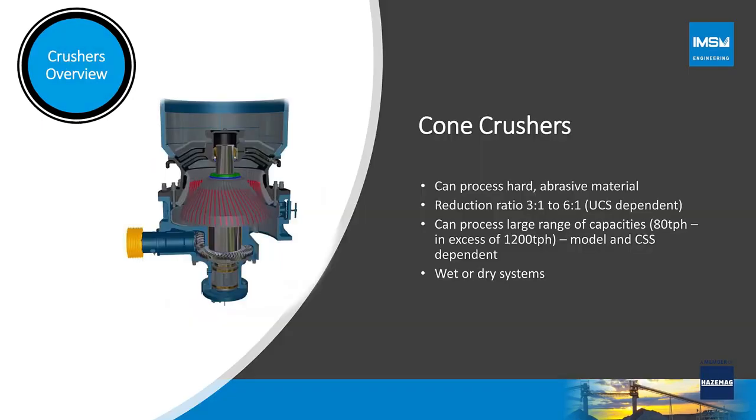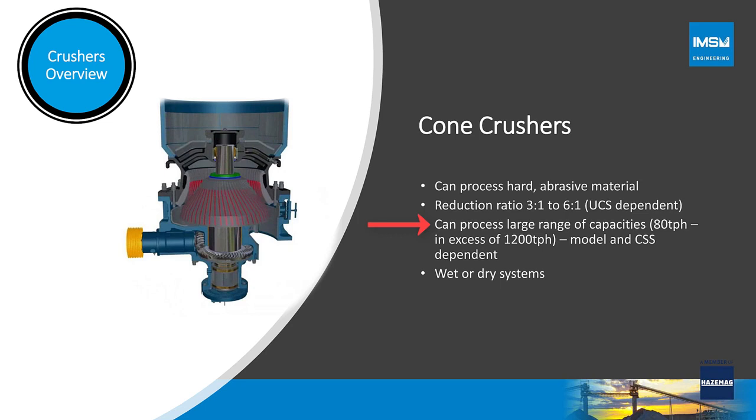If we move on to cone crushers, they are generally used in secondary, tertiary, or quaternary applications where you need to process hard abrasive material. Depending on the hardness of the material, the reduction ratio can be up to 6:1. There is a huge range of cone crushers that can process from very small throughputs, 80 tons an hour typically, to in excess of 1,200 tons per hour, dependent on the model and closed side setting used.